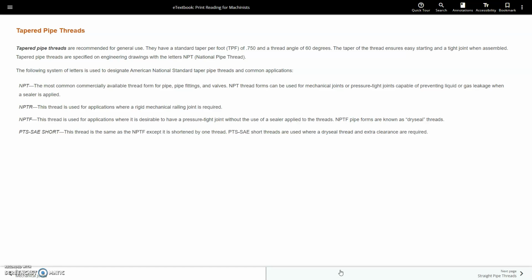PTF-SAE short, this thread is the same as NPTF, except it is shortened by one thread. PTF-SAE short threads are used for dry seal threads where extra clearance is required.